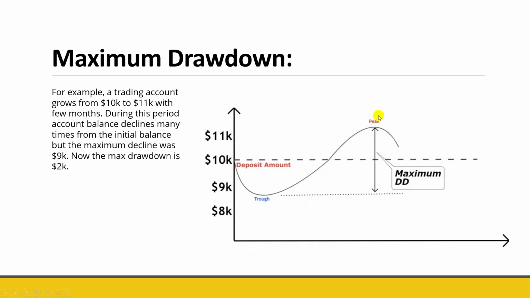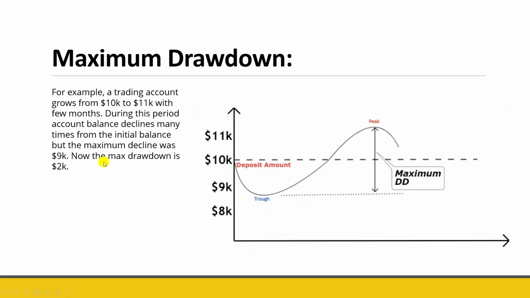So here your maximum drawdown would be this peak minus this trough, and it is similar to the relative drawdown, but it is very different because this is calculated after the conclusion of trades. So 11,000 minus 9,000, that would be $2,000. So in this case your maximum drawdown would be 20%.